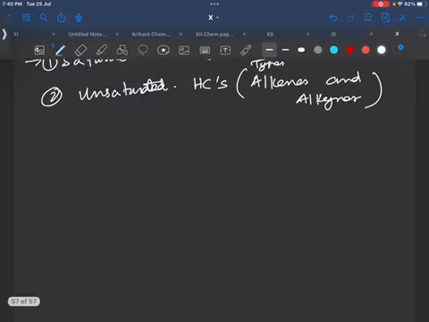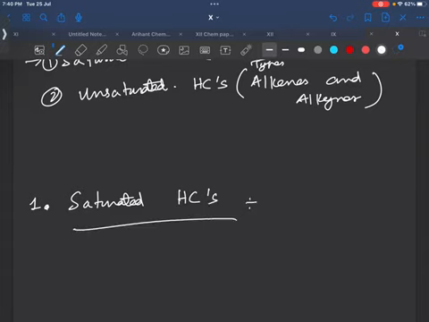Next, write down saturated hydrocarbons. Let's talk about saturated hydrocarbons. Write down the definition: a hydrocarbon in which the carbon atoms are connected by only single bonds. I said only, so don't add double and triple bonds in this. Only single bonds.